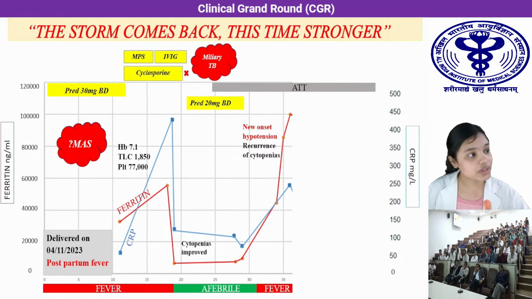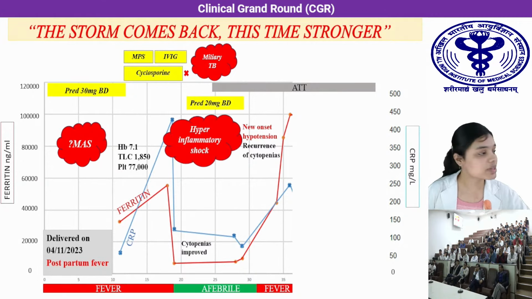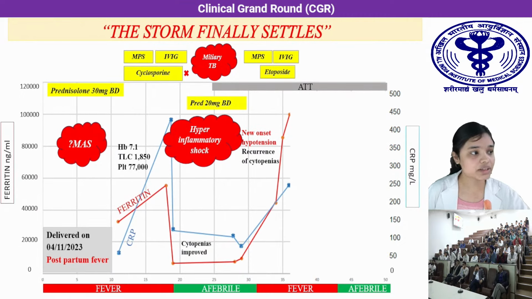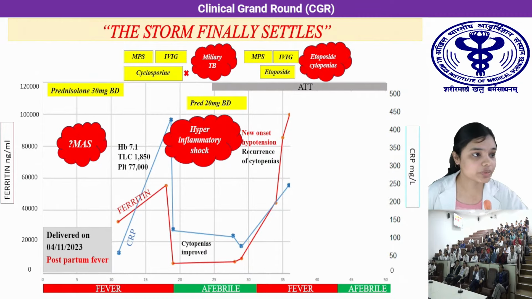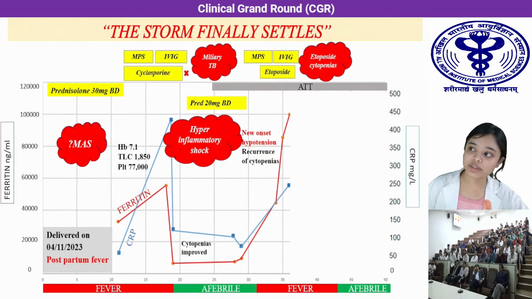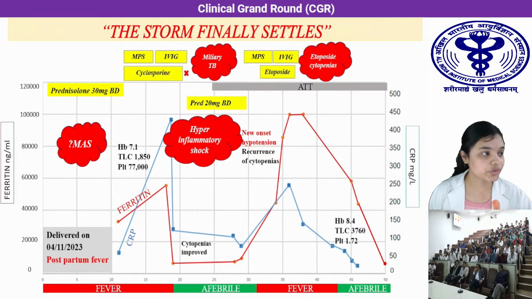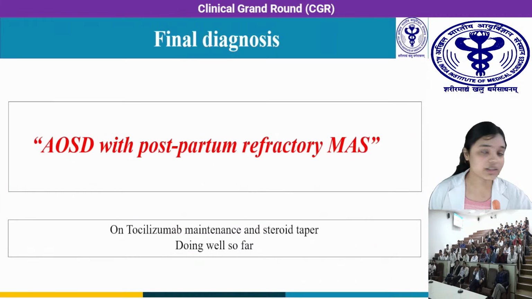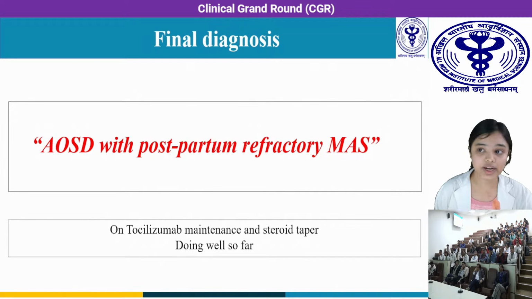After ruling out all the other possibilities of shock, we kept the possibility of hyperinflammatory shock, for which we gave her multiple pulses of methylprednisolone, another course of IVIG and etoposide, following which she became afebrile, but now she had persistent cytopenias. We suspected etoposide-induced cytopenias, and because it was grade 4, we discontinued it, gave her filgrastim, and ultimately, after all these, she finally improved. She was put on tocilizumab maintenance and discharged. So the diagnosis was adult onset Still's disease with postpartum refractory MAS, and she is currently doing well so far.